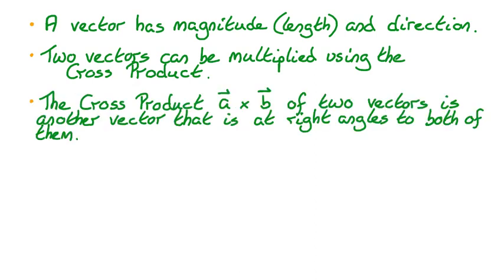The cross product, written A cross B, of two vectors is another vector that is at right angles to both of them. This can be seen in the diagram drawn. We will now look at the geometric meaning of the cross product.